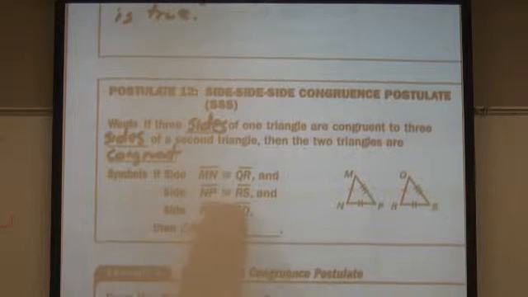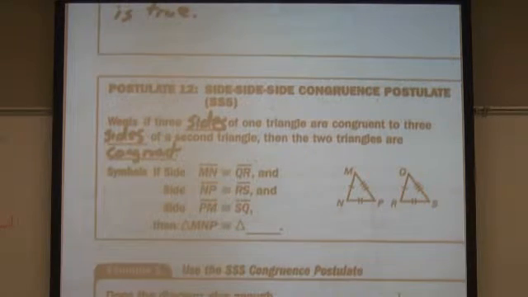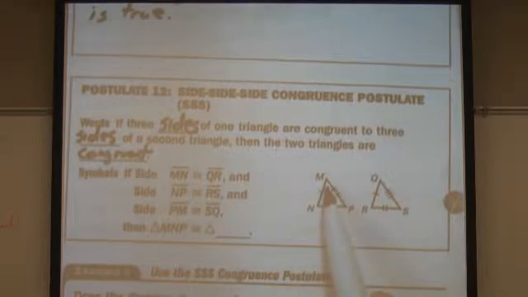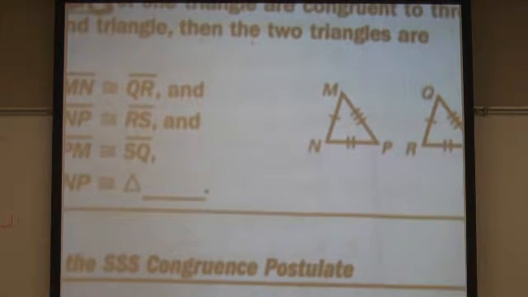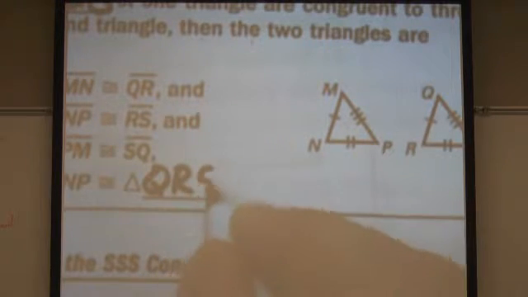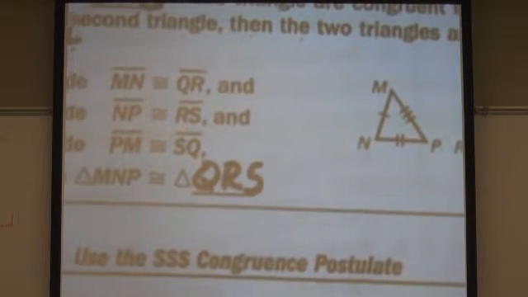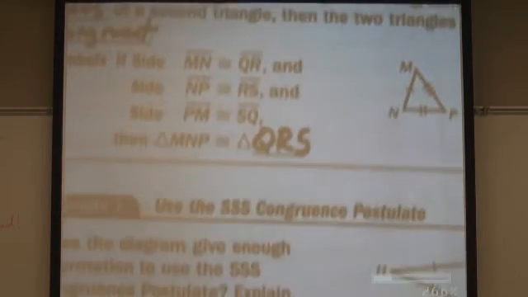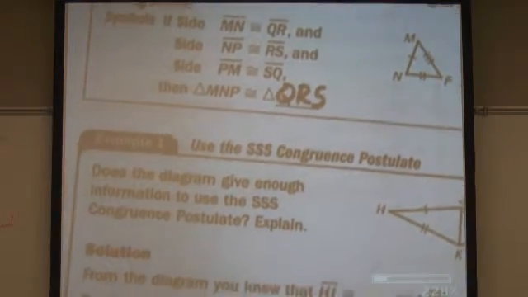So if you have three sides of one triangle congruent to three sides of a second triangle, that means that triangle MNP has to be the same as triangle QRS. Voila! So what you're going to do today is see if triangles are congruent to each other by a specific type of measurement.